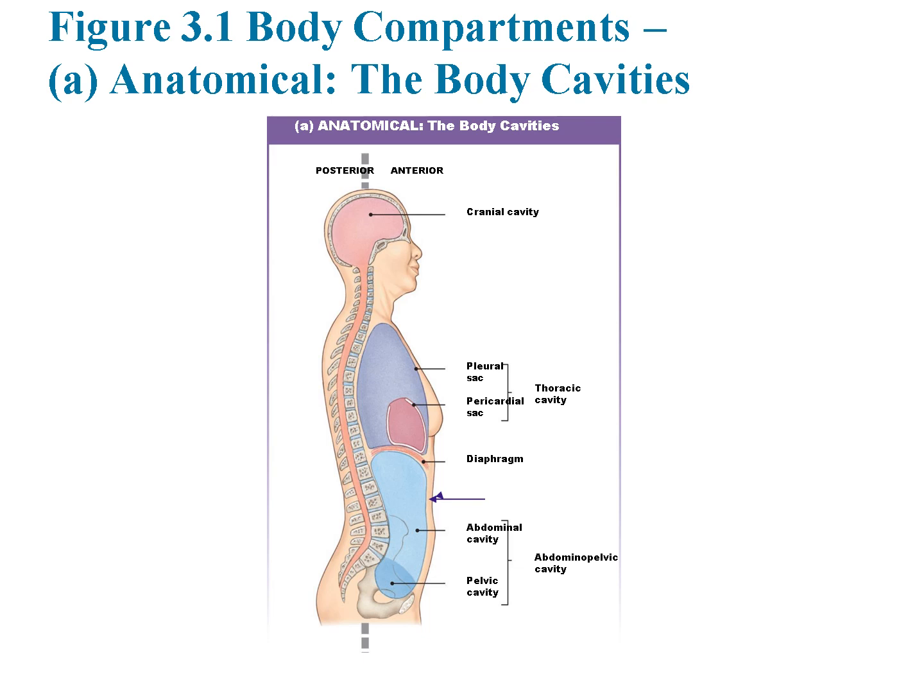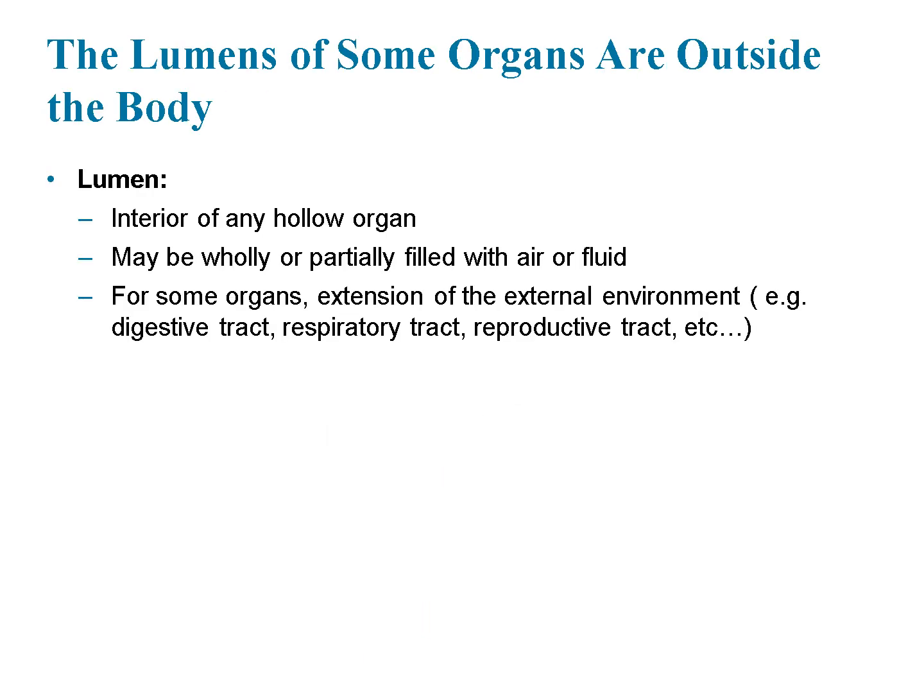their specific spaces. Let's talk about something fascinating: the lumen of some organs. First off, what is a lumen? It's the interior space of any hollow organ. Think of it as the inside of a tube, like the space where food moves through your digestive system, or air travels in your lungs. These lumens can be partially or completely filled with air or fluid, depending on the organ's function.